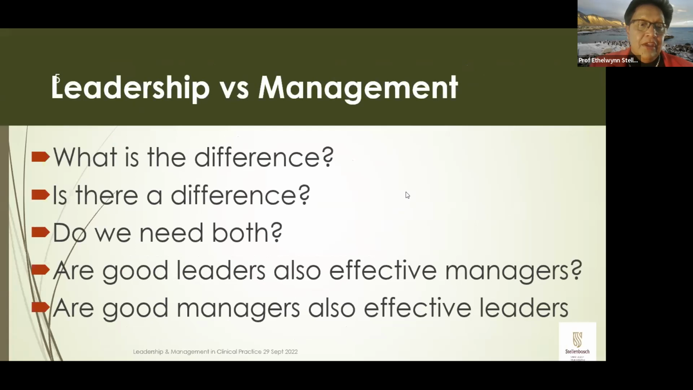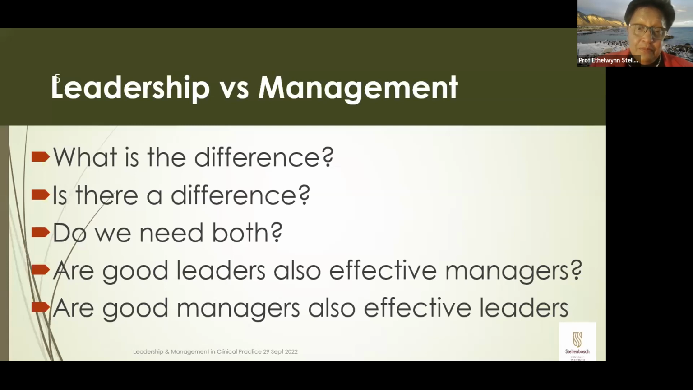So now I want to talk about leadership versus management. What is the difference? Is there a difference? Do we need both? Are good leaders also effective managers? And are good managers also effective leaders? That we need to answer. I always ask students, do we need both? We certainly do need both. That's for sure.